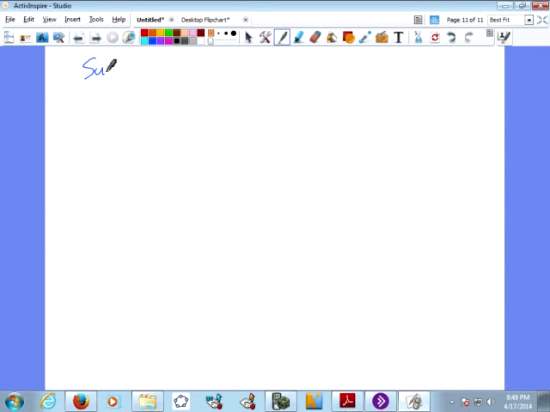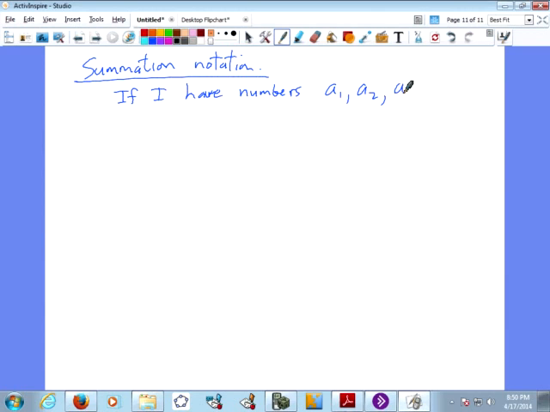Let me first of all introduce a little bit more notation, something called summation notation. So if I have numbers A1, A2, A3, then I can write the sum A1 plus A2 plus A3. A shorthand for that is this notation, K, an index variable going from 1 up to 3 with a subscript. These two things mean exactly the same thing.